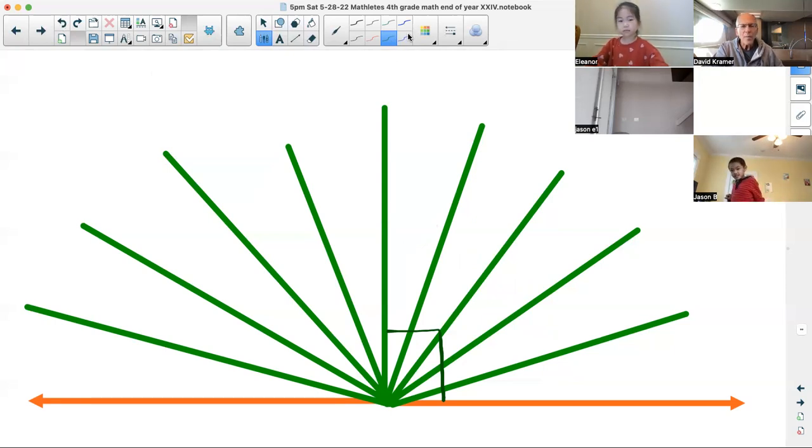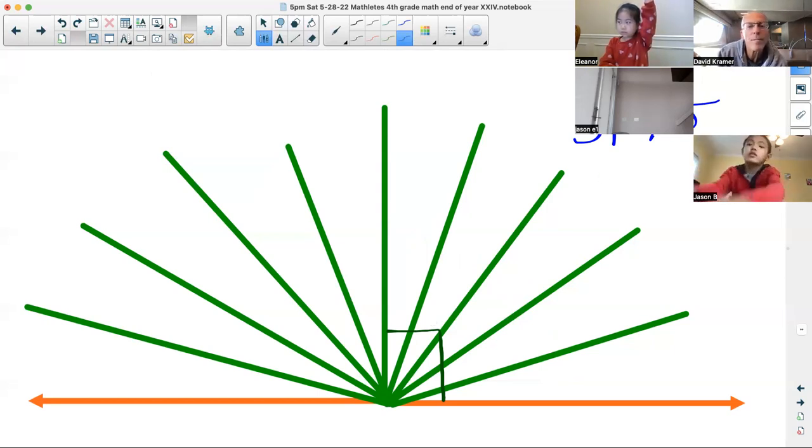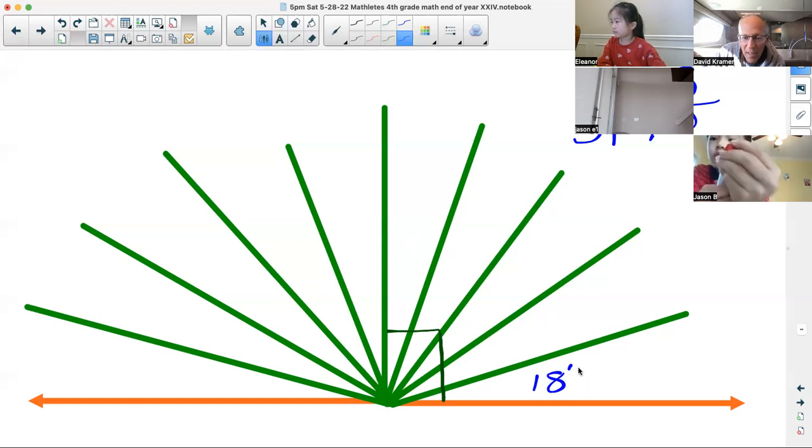Right. Come on, everybody. Let's do it. 90 divided by 5. Don't say it out loud. Write it down, Jason B. I don't see you writing it, buddy. Go ahead, Eleanor. 18. It is 18. And guess what? That means that each one of these is 18 degrees.